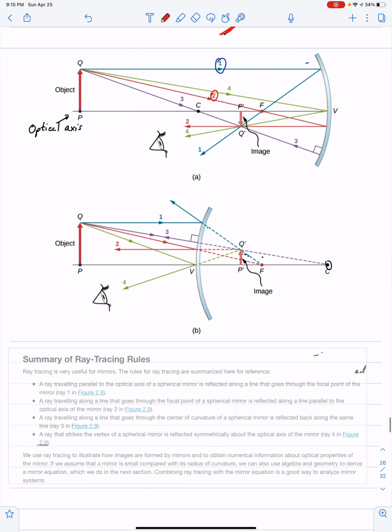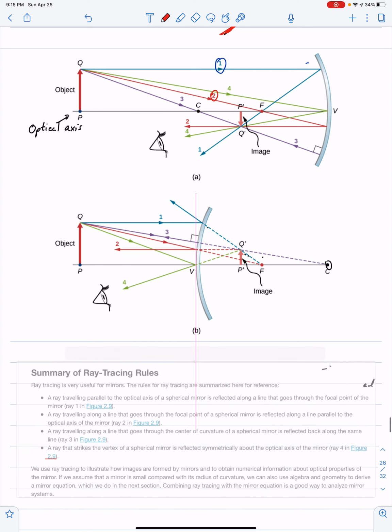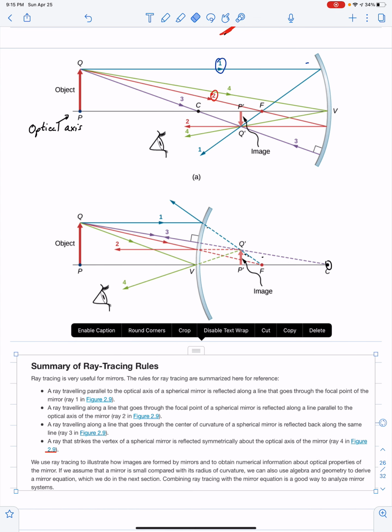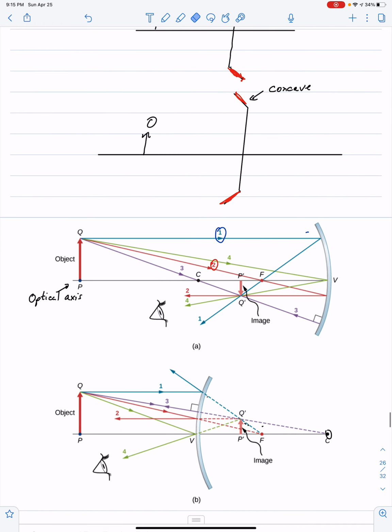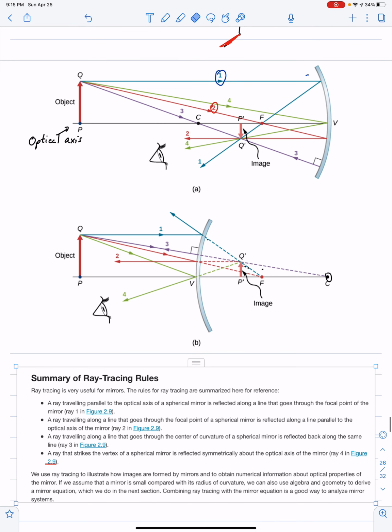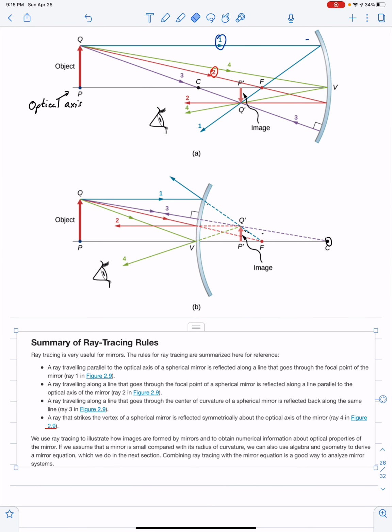This is for the ray tracing rules. We didn't touch a lot on it, but it is extremely important for us to identify the ray tracing. Ray tracing helps us to determine the location of the image formed by the mirror. And there are certain rays that it goes through, and these are the three rays that it goes through for the mirror.